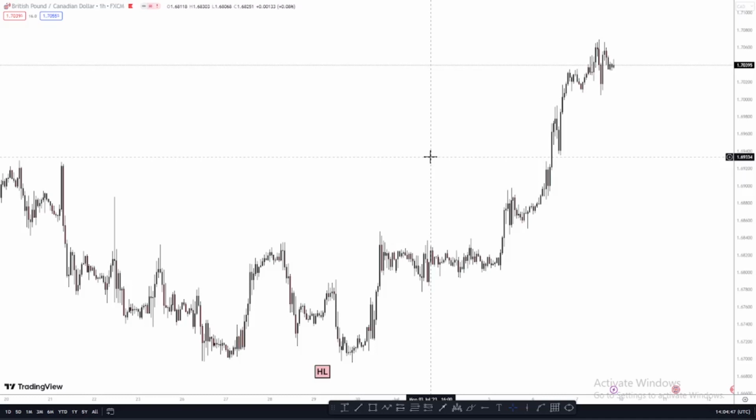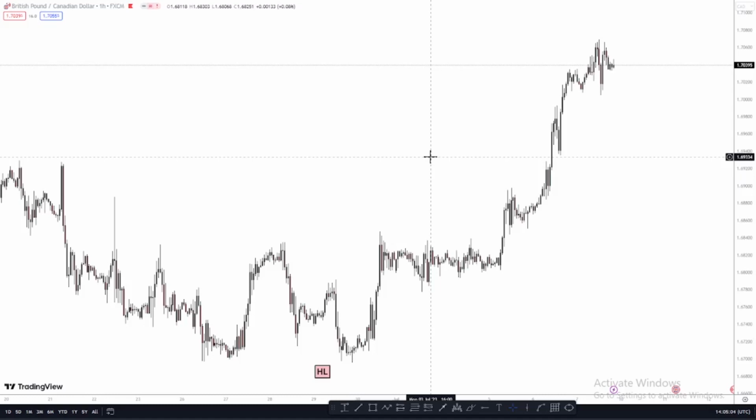If the H1 time frame is giving us bearish market structures, we are not taking any trade. We are only looking to buy. We are not looking to sell. So until the H1 market structures shift from bearish to bullish, we are not taking any trade. Alright?